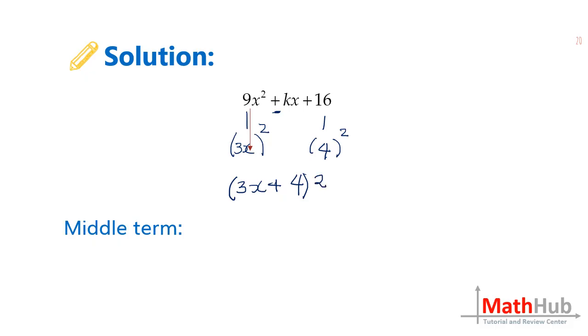Right? So if that's the case, what is the middle term? The middle term is 2 times 3x times 4, and you will get 24x. Right? Actually, it can be negative 24x. k can also be negative 24. However, in the question, it says that k must be positive. So therefore, k equals 24.